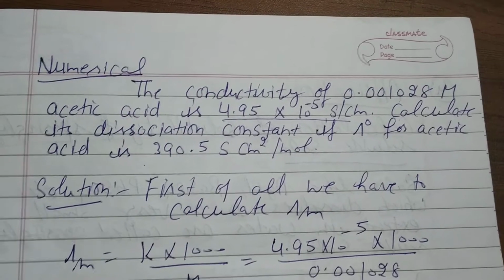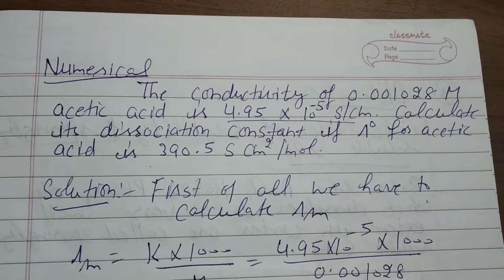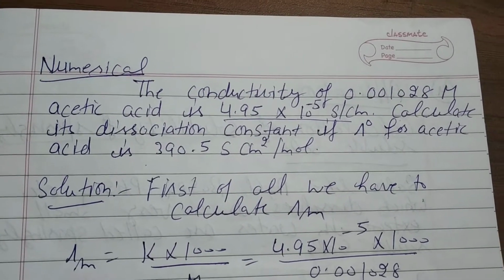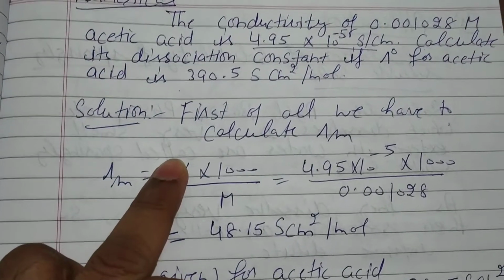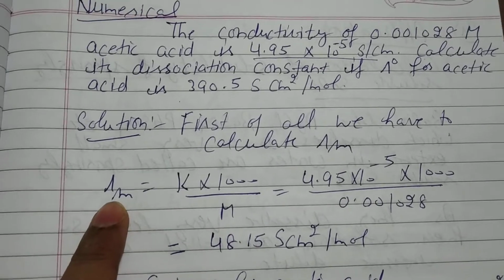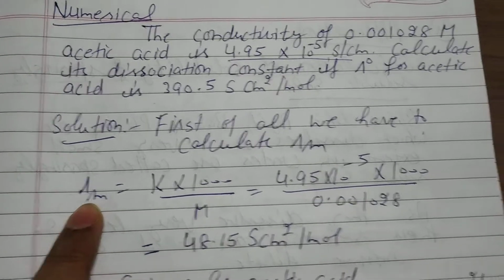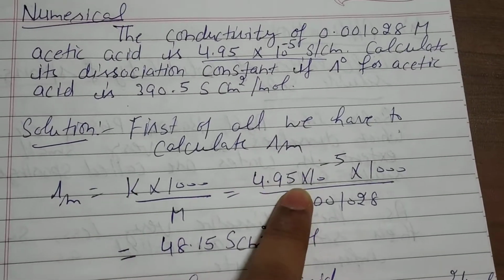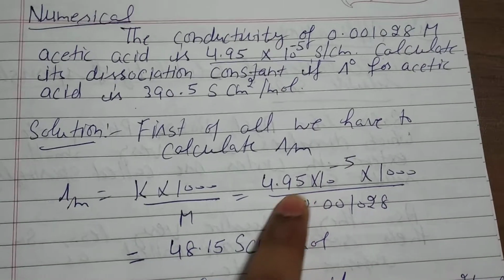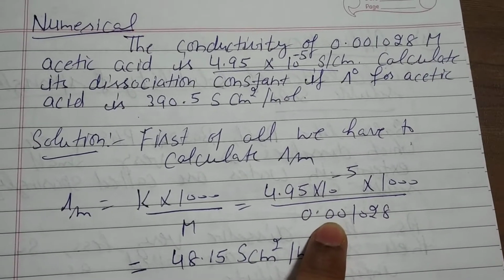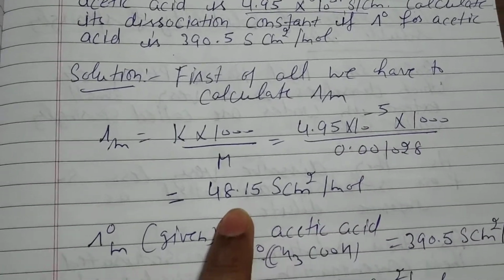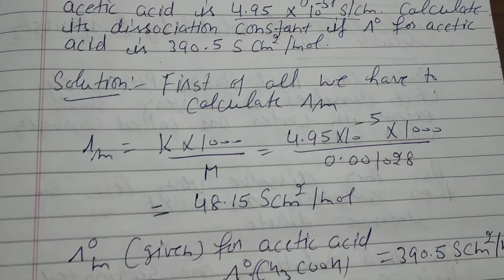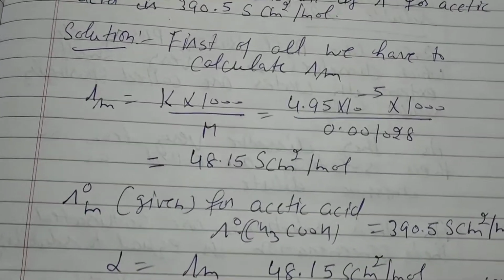0.001028 M, at the end M is written, it means molarity. Conductivity kappa 4.95 into 10 raised to power minus 5 Siemens per centimeter is given. So kappa is given, molarity is given. So molar conductivity at any concentration can be calculated. So kappa value is 4.95 into 10 raised to power minus 5. Molarity value is 0.001028 and 1000 is multiplied. So the Λm is 48.15 Siemens centimeter square per mole.